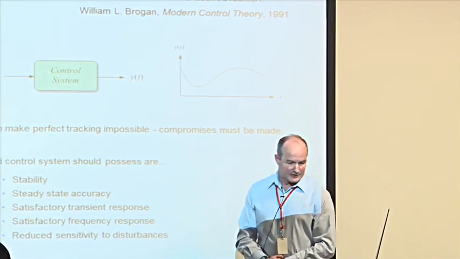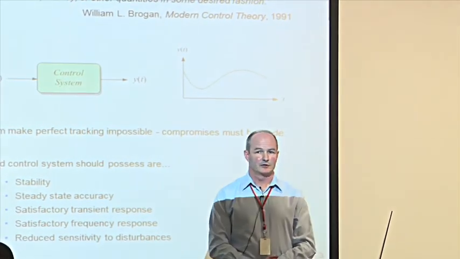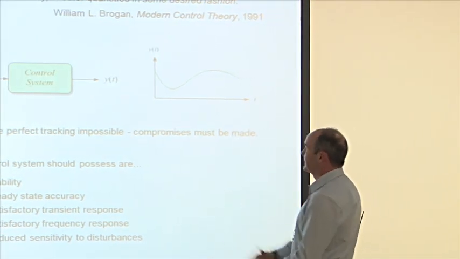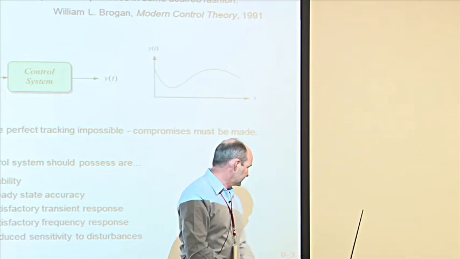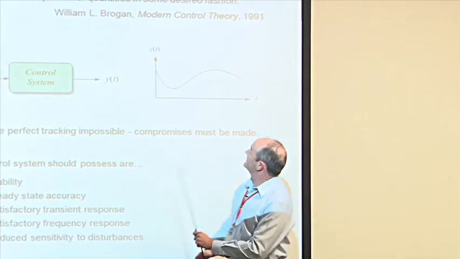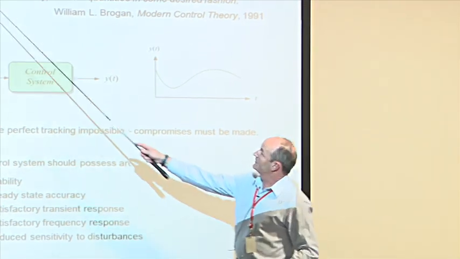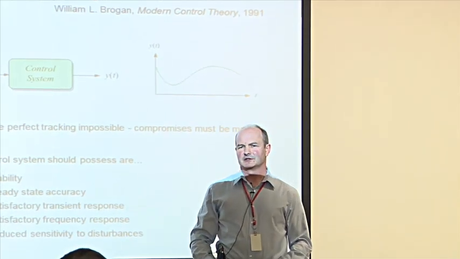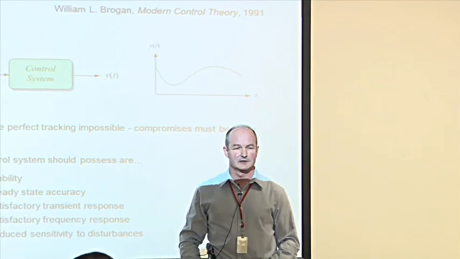So let's begin with a definition. This is my favorite definition of control. It comes from a book by William Brogan. And in it, he says, a control system is any system which exists for the purposes of regulating the control of energy, information, money, or some other quantities. Like most definitions, it's kind of hard to follow, so let's look at it conceptually.